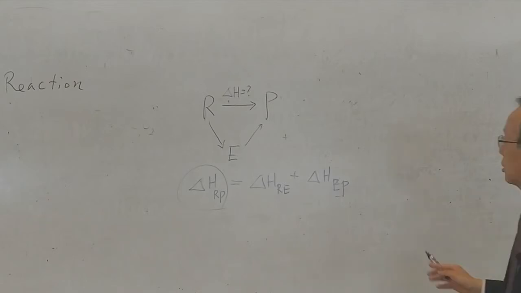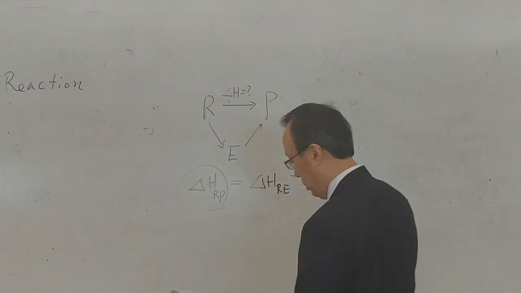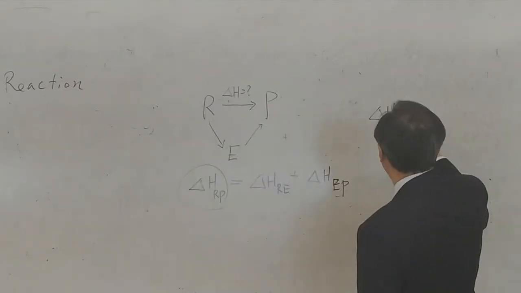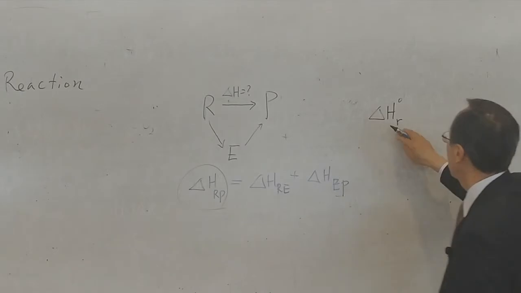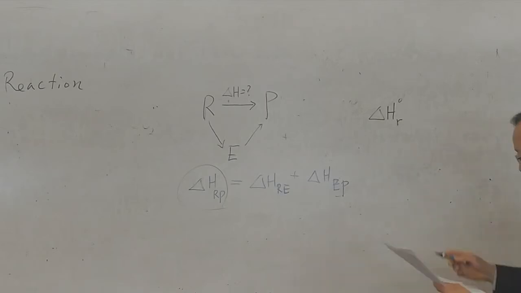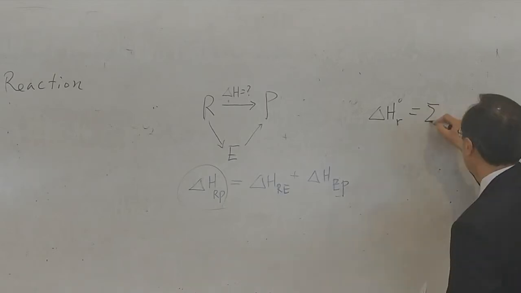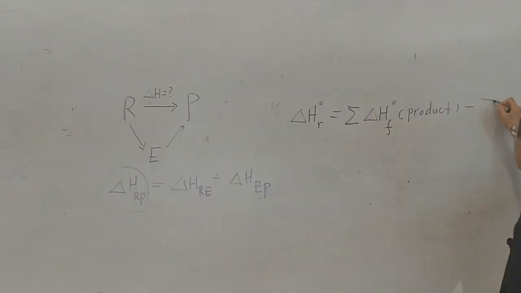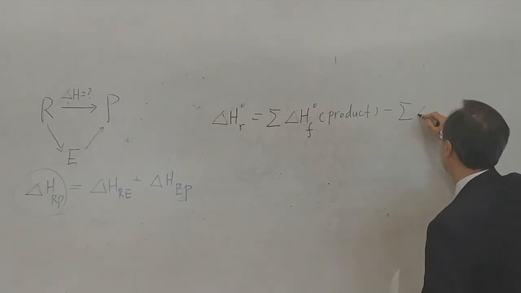So we can use this concept. So delta H reaction, this R means enthalpy of reaction, the heat of reaction at the standard state, delta H R equals sigma delta H F0 of the products minus sigma delta H F0 of the reactants.